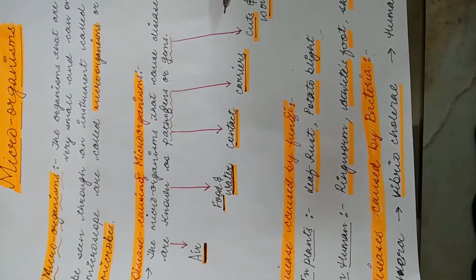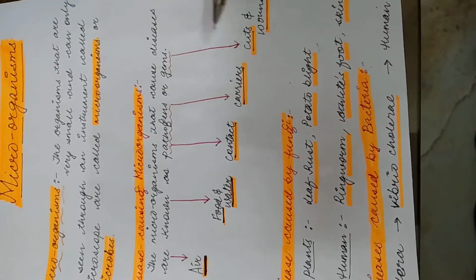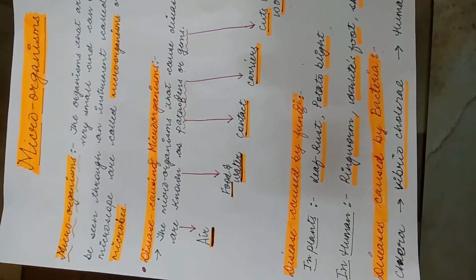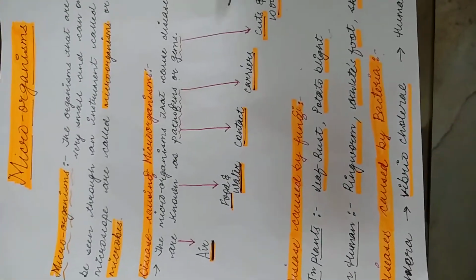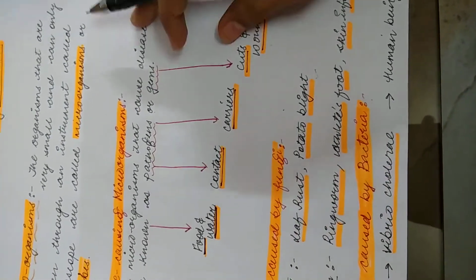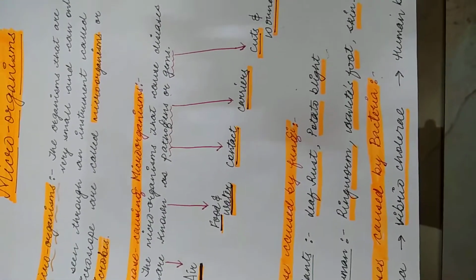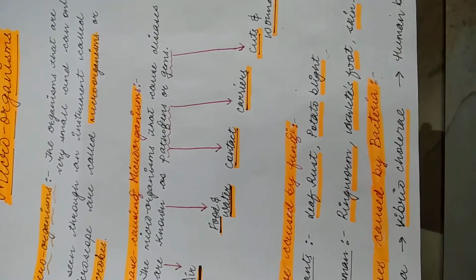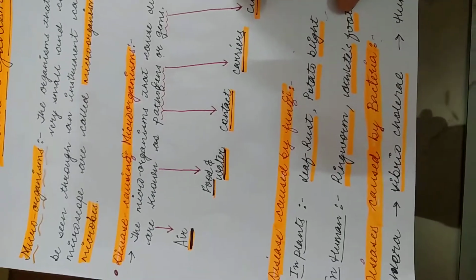Then carriers like malaria, right? Malaria causing germs transfer to the other healthy person and result in malaria. Then cuts and wounds. Suppose someone has cuts and wounds, and there is some infection in them, so it will again lead to some diseases.